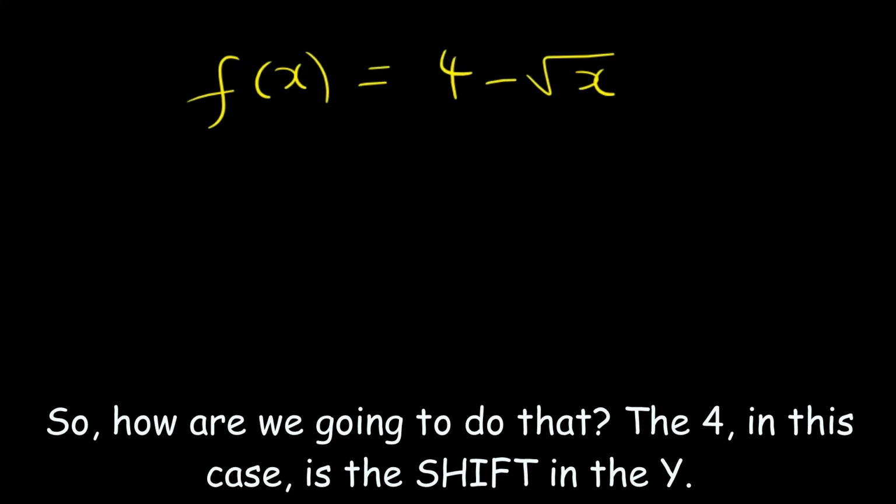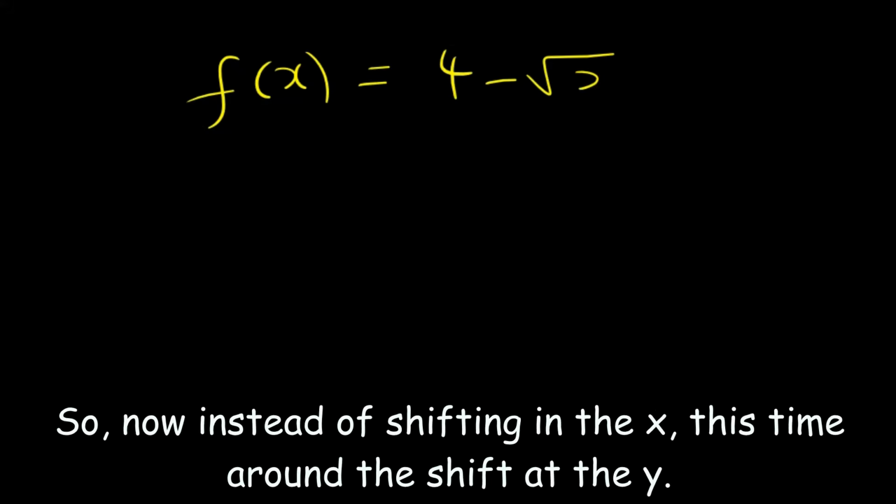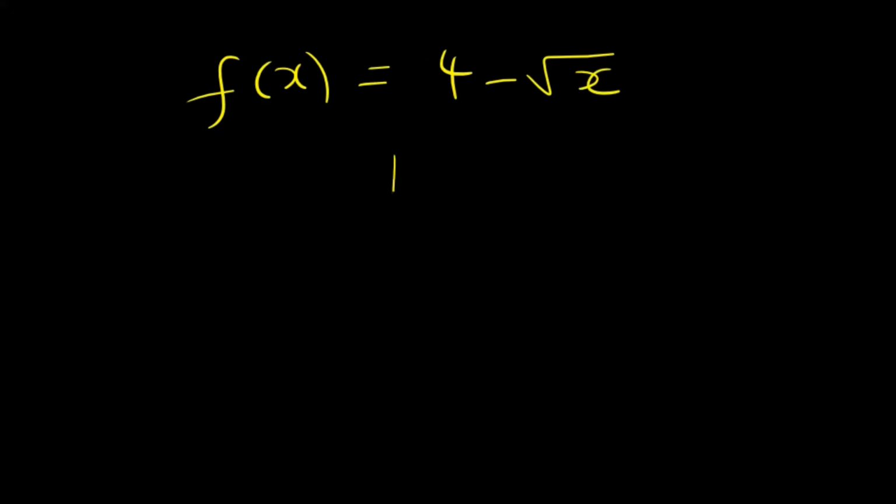Okay, let's solve another equation, the last question on this one. Let's say f of x is equal to 4 minus the square root of x. So how are you going to do that? The 4 in this case is a shift in the y. So now instead of shifting in the x, this time around we've shifted the y. So let's say this is our graph.